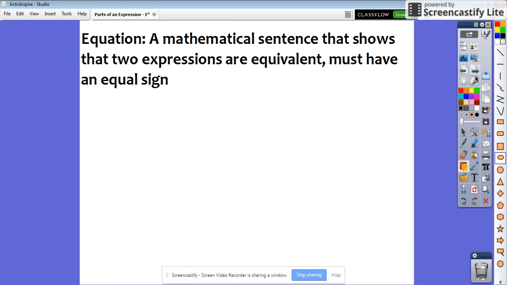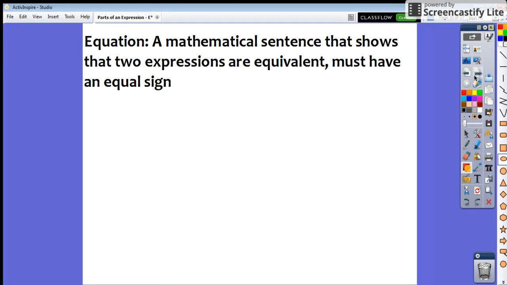So here's your definition: a mathematical sentence that shows that 2 expressions are equivalent and must have an equal sign. So you've got your equal sign in the middle, and you've got an expression on both sides of it. 2 expressions are equivalent, are equal with an equal sign. Go ahead and pause and fill in your definition on your sheet.